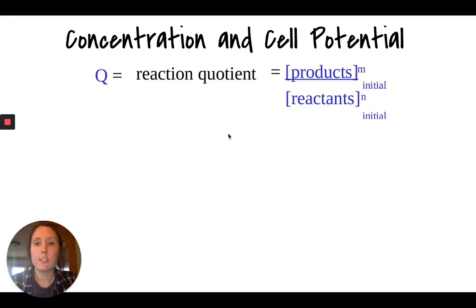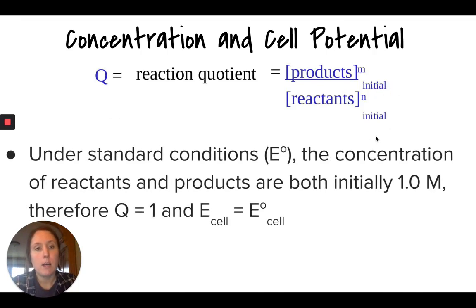So first, let's check out how Q, or the reactant quotient, is going to be important today. So Q, or the reactant quotient, tells us the ratio or concentration of products divided by reactants at any given point in a cell. And remember, if there are exponents, those are included as well.